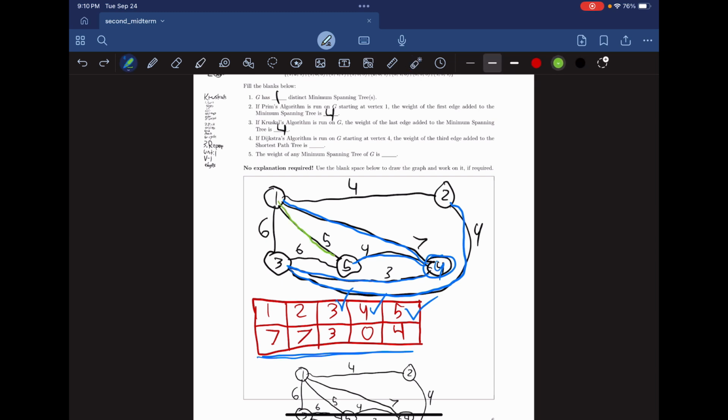Now we're going to consider 1 to 5. 1 to 5 is of weight 5. So we consider the total between the weight of the edge and the current distance of 5. So is 4 plus 5 greater than or less than the current distance of 1 to 4, which is 7? Is 9 greater than or less than 7? 9 is greater than 7, so adding this edge does not help our shortest path tree. So we don't add the edge.